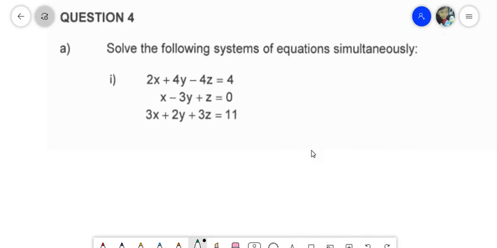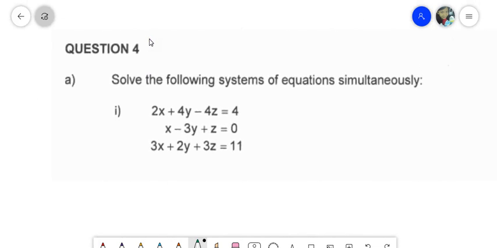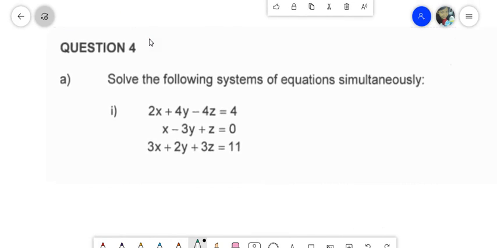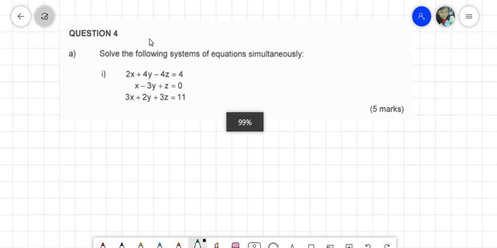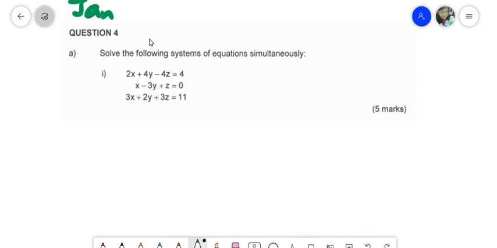Okay, class. Let's see this question. This question is actually located under January 18. So if you want, you just write down, this is actually January 18. January 18. Okay, question 4A.